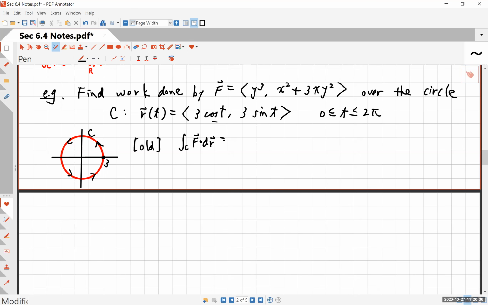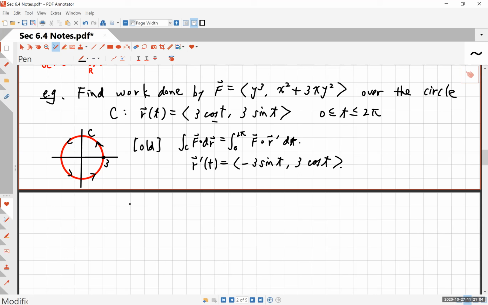By finding, what do you have to do? You integrate from 0 to 2 pi, and you have to find F written in terms of t, and then multiply this dot with r prime dt. Okay, so that's what you have to do. Now, r is not too bad. In fact, r prime is really easy to calculate, which is negative 3 sine t, comma, 3 cosine t.